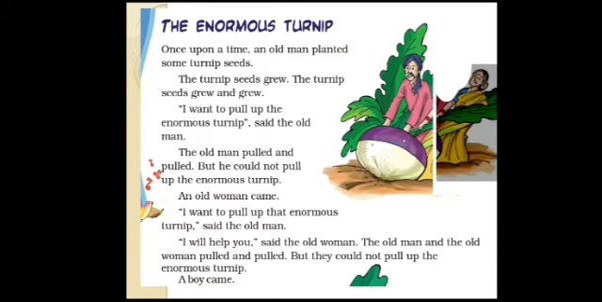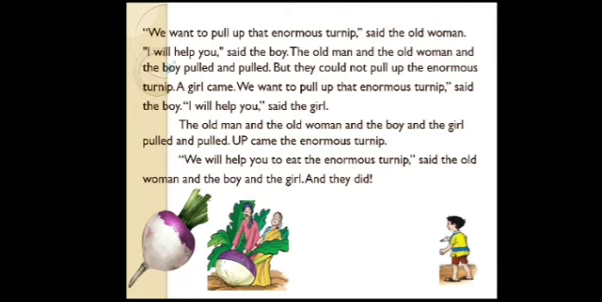An old woman, we didn't know about that woman, so that's why "an old woman," and then "the old woman." Next, the old man and the old woman pulled and pulled. Now two are there, they are pulling, but they could not pull up the enormous turnip. Okay, then a boy came. Yes, like this, a boy came.